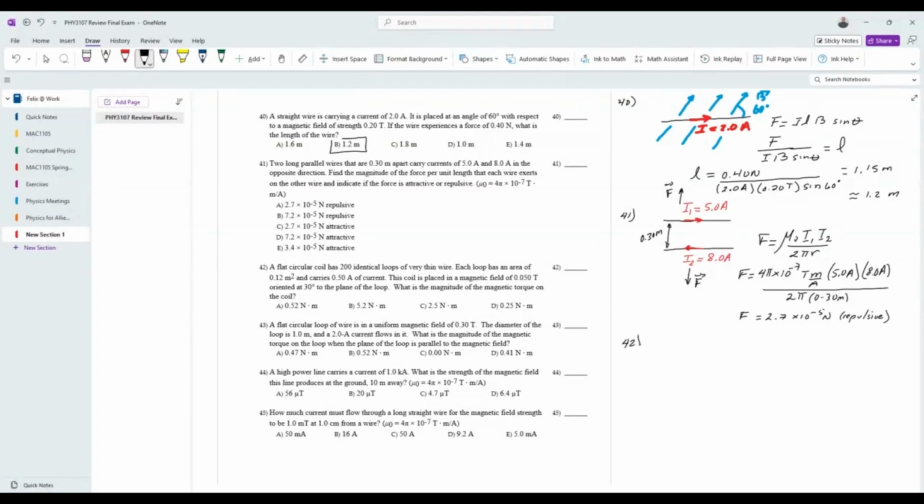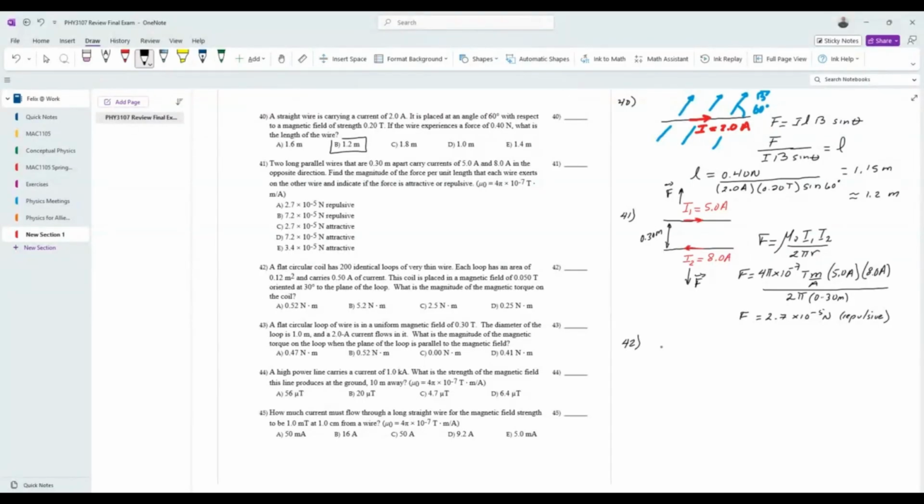In exercise number 42, they say that a flat circular coil has 200 identical loops of very thin wire. Each loop has an area of 0.12 meters squared and carries 0.50 amperes of current. This coil is placed in a magnetic field of 0.050 Tesla oriented at 30 degrees with respect to the plane of the loop. What is the magnitude of the torque on the coil?